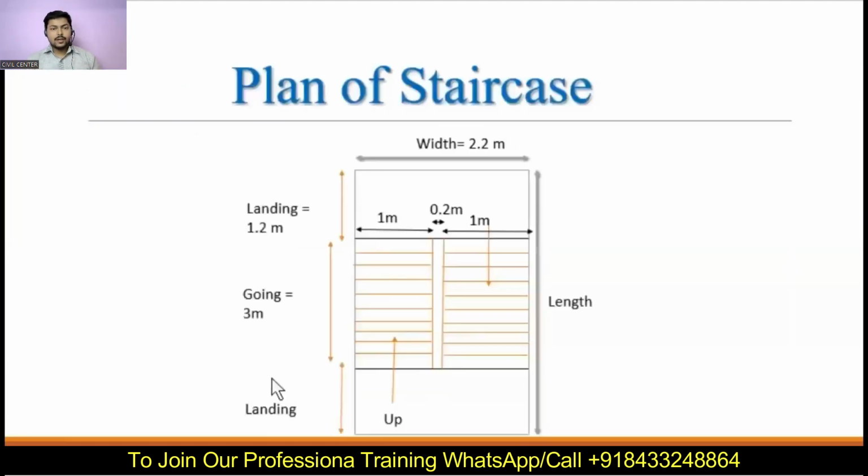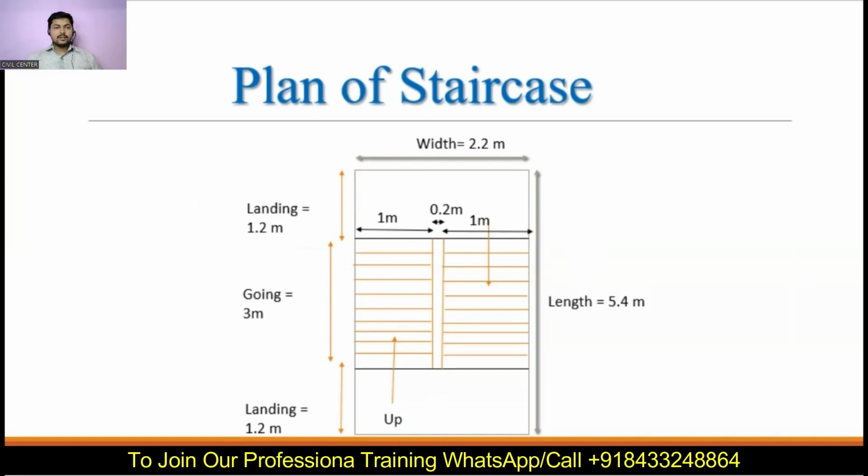From here we can see that the width of the landing should be 2.2 meter, and the landing should be 1.2 meter. Why I am telling all this, you will understand in just a moment. Now the going should be 3 meter, and the landing again will be 1.2 meter. That is the thing that we have to discuss, and then we have the length of the total staircase, that is 5.4 meter.